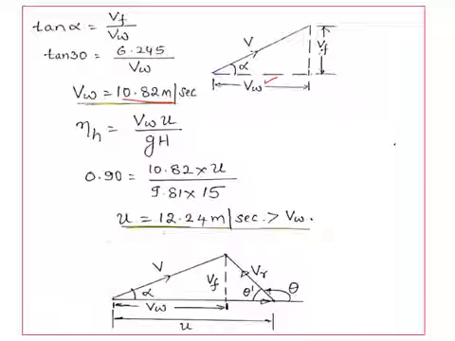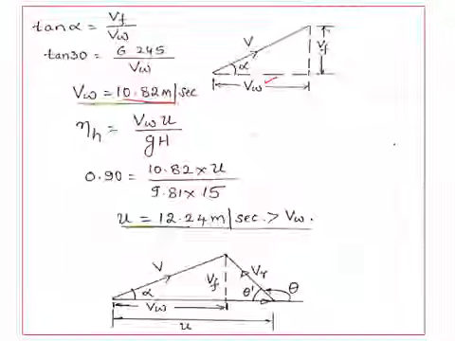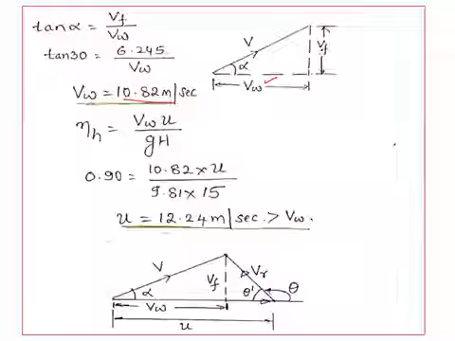I have to find out whether u is less than Vw or greater than Vw. That's the reason why it is not plotted in these initial stages. Using hydraulic efficiency, we know that hydraulic efficiency is Vw u by gH. Therefore hydraulic efficiency is 0.9, and Vw we already calculated as 10.82, so 10.82 into u by 9.81 into 50 gives u as 12.24.